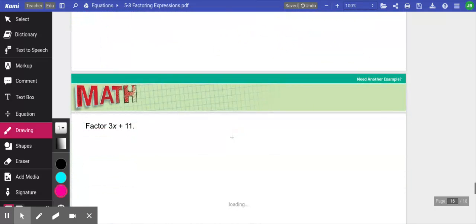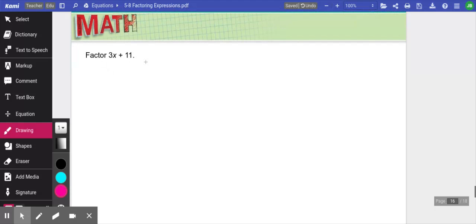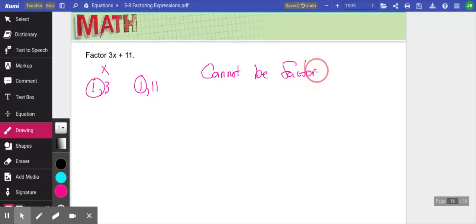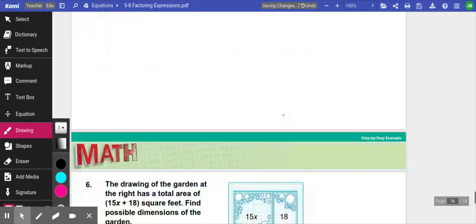Okay. 3x plus 11. Again, we have x, 1 and 3. No variable, 1 and 11. The only thing that's common are the ones, so cannot be factored. Cannot be factored.